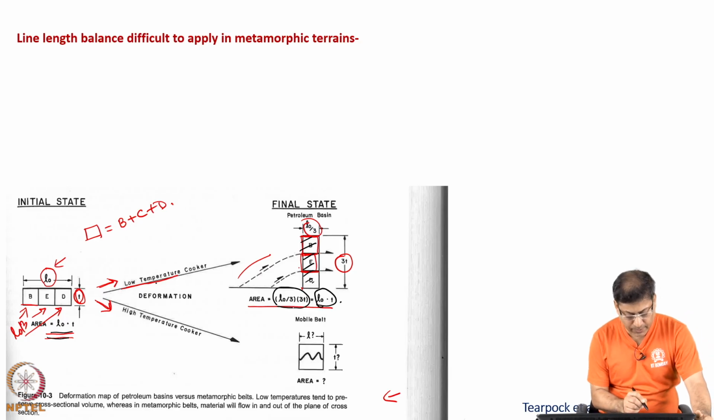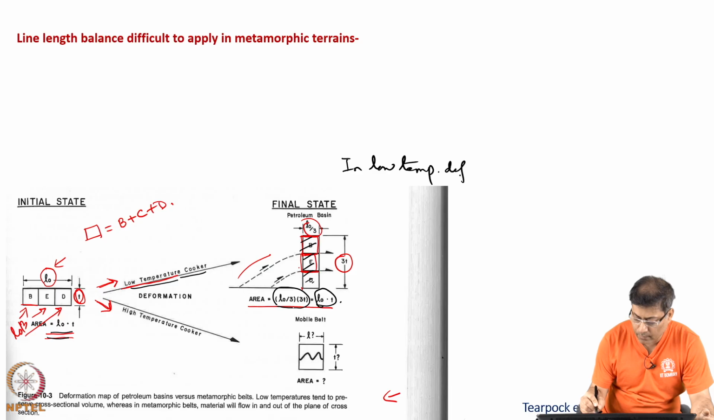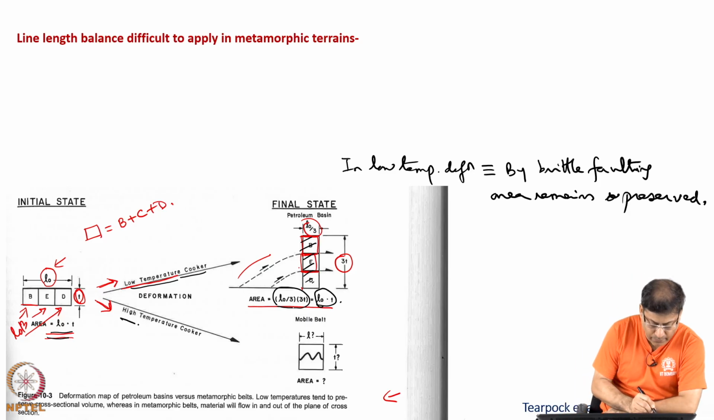So, in this way, in case of a low temperature deformation, which has been described here as a low temperature cooker, area remains preserved. In low temperature deformation, in other words, by brittle faulting, area remains preserved. But this is not the case in high temperature deformation, what has been called here as high temperature cooker. High temperature is attained at a greater depth, where ductile deformation takes place; the rock does not break into pieces, brittle faulting is not permitted, rather the layers can get folded.